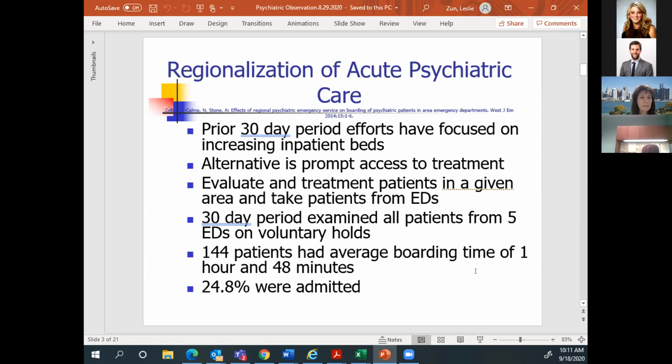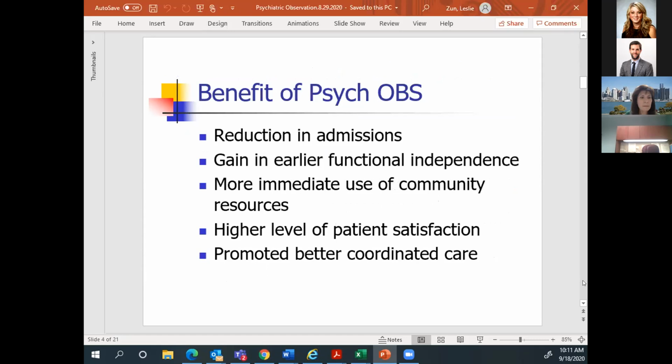And out of that group, after 24 hours of observation, only 25% needed inpatient admission. So we all deal with this issue of the log jam of patients who need inpatient psychiatric care. But in fact, if we utilize an acute psychiatric care or psych OBS, we probably could send home 75% of those patients rather than admitting them. So we just talked about reduction in admissions, with that benefit, gain in early functional independence.